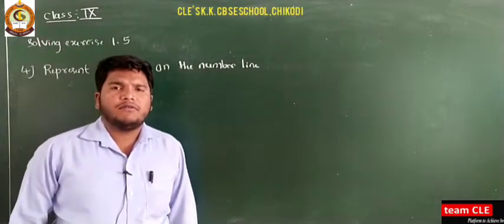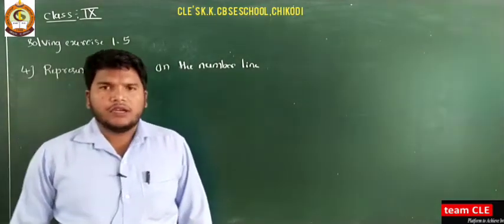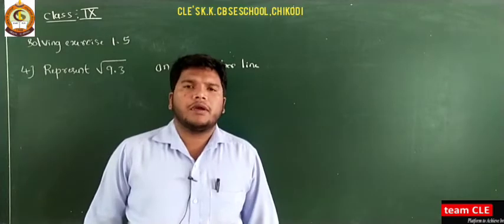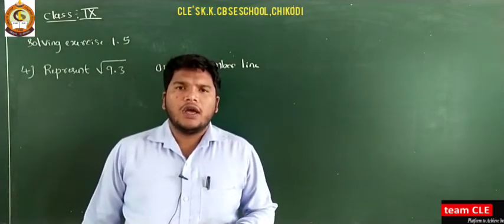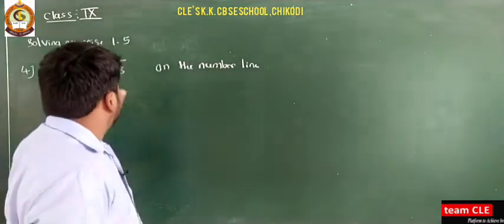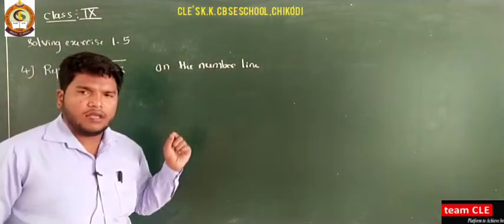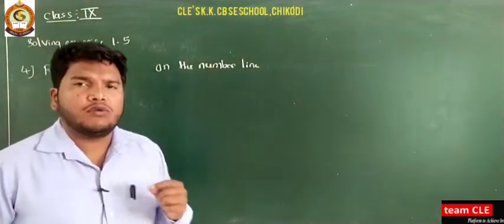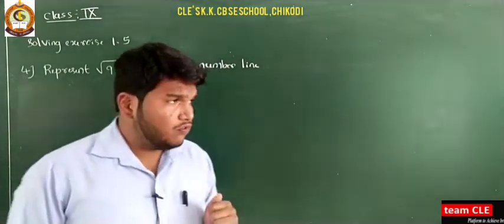So in the last class we started with exercise number 1.5. In that we studied the first and second questions. In this session you are going to study exercise 1.5, the fourth question: represent root 9.3 on the number line. So how to represent root 9.3 on the number line, you are going to study in this video.